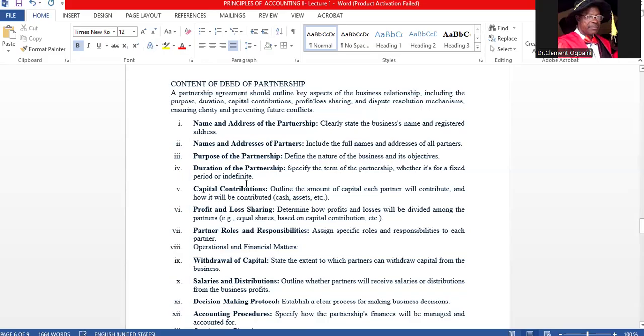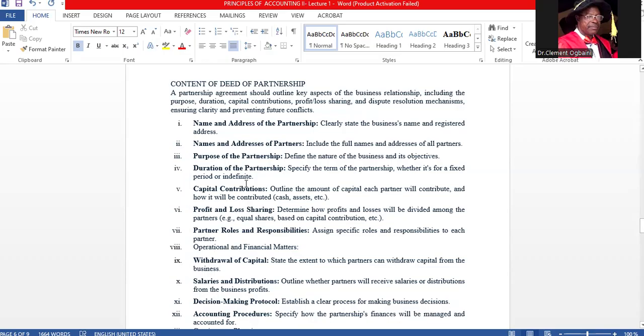The next thing that must be in that partnership deed or partnership agreement is the name and addresses of partners. It must also be stated. Number three, the partnership purpose. You must state why you people have come together to do business. What are the objectives that you want to achieve with that business?